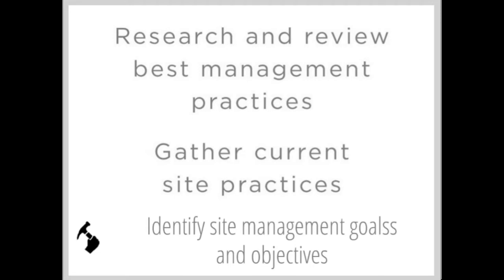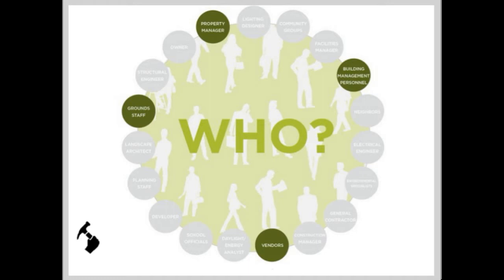The first step to implement this prereq is to research and review the best management practices for each operational element specified in the prerequisite requirements that I showed on the previous screen. The next is to gather information on current site management practices and identify goals and objectives for the project. Owners, property managers, site and grounds managers, and relevant vendors can also help identify goals and opportunities for improving the site management. The team should include at least one goal for each operational element applicable to this site.